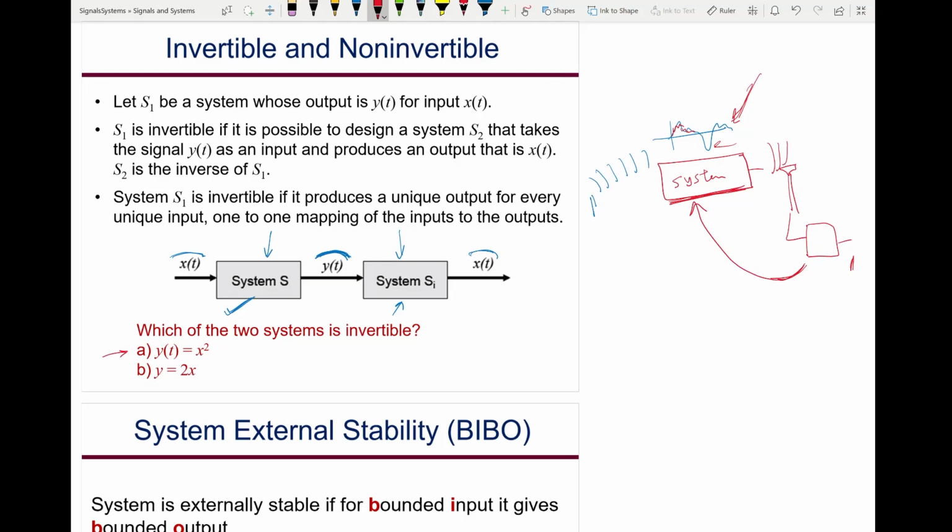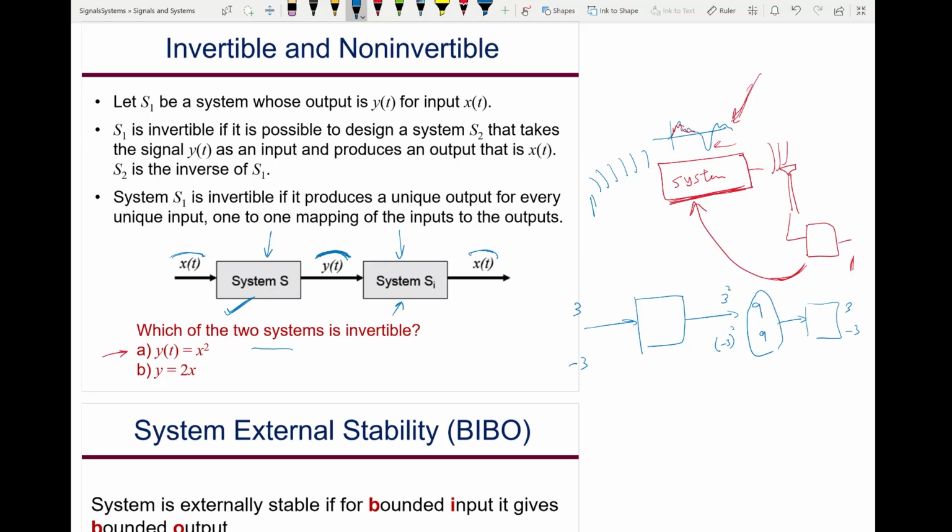So let's take these two examples. y of t equals x squared. Is it invertible? If the input is 3, the output will be 3 squared, so that's 9. What about if the input is minus 3? Then the output will be minus 3 squared, and that's 9. Now there is a problem. If my output is 9, I cannot build a system that will do the inverse because I don't know if it's a 3 or if it's a minus 3.